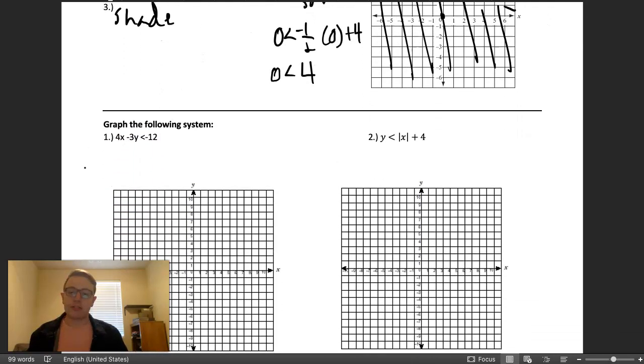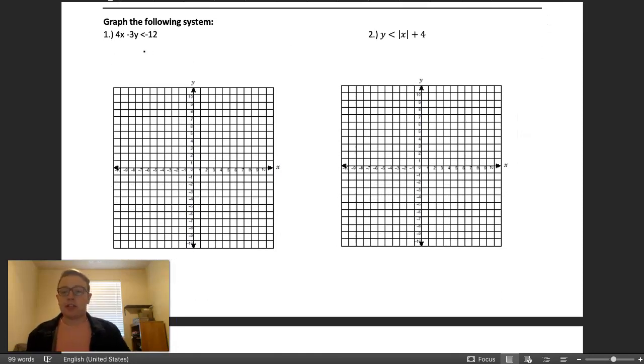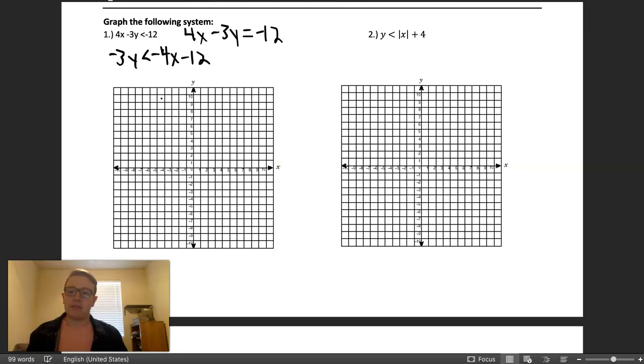So let's go into another one of these. For this one, we have 4x minus 3y is less than minus 12. How would we do this if it was 4x minus 3y is equal to minus 12? Well, we'd have to solve for y. So let's go ahead and do that. We'll subtract the 4x, we get minus 3y is less than minus 4x minus 12. And now we're going to divide everything by minus 3.